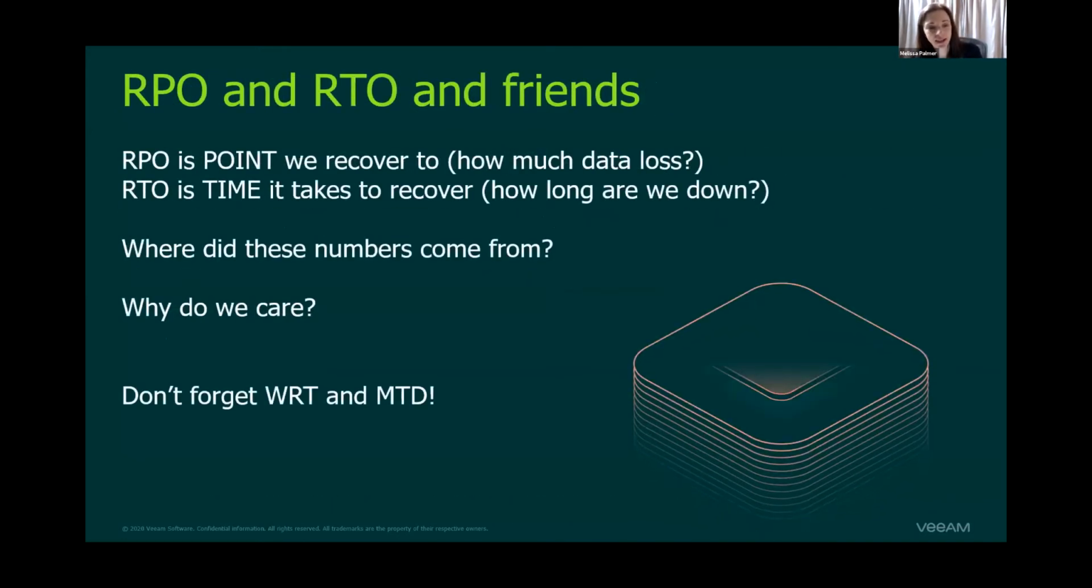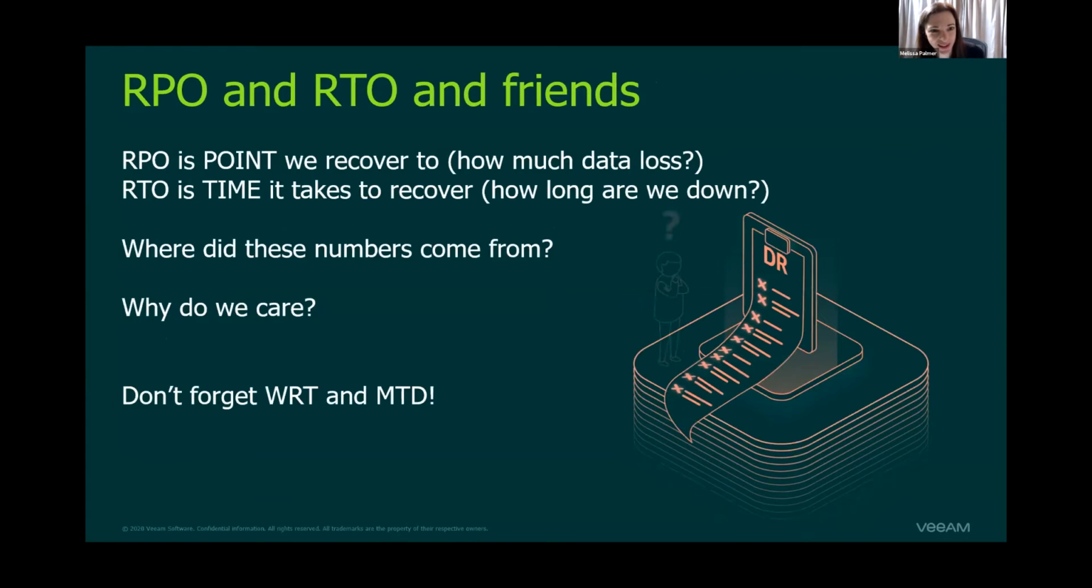So once again, and I am hammering RPO and RTO, but they're important concepts when we talk about recoverability. The RPO is the point we recover to. Basically, it's how much data loss, right? How many hours of data can I lose? 8 hours, 2 hours, 3 hours. And the RTO is the time it takes to recover. How long are we down without service, right? How long before I can get basic services restored?